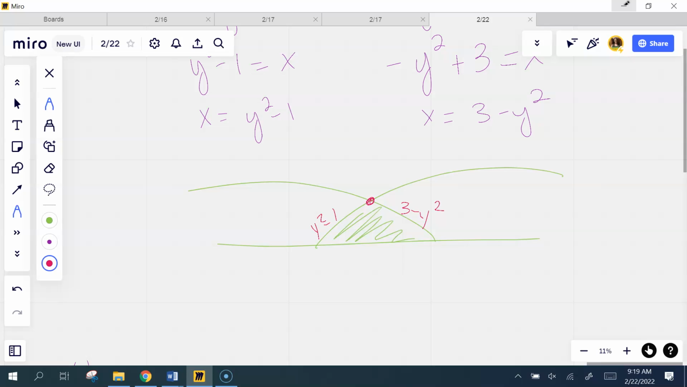So do I need to find the intersection and 0? Fine, look at your graph. Let me see your graph.